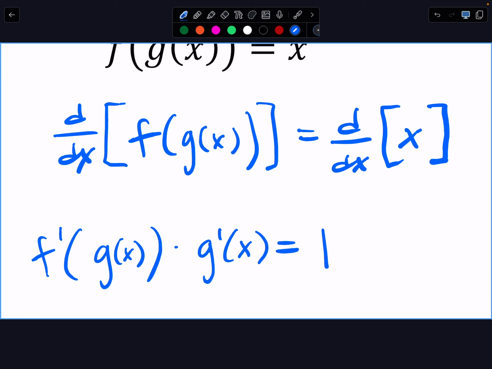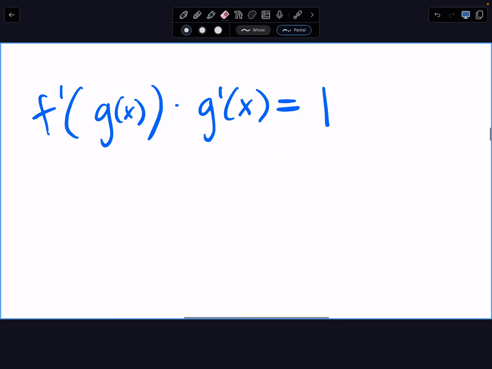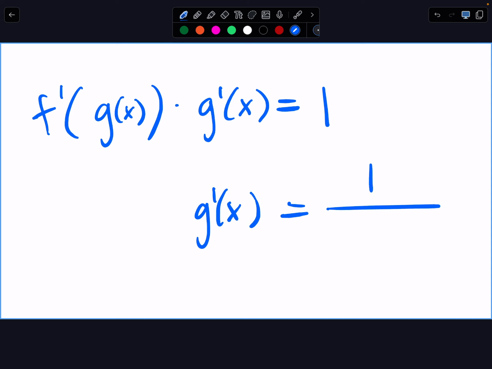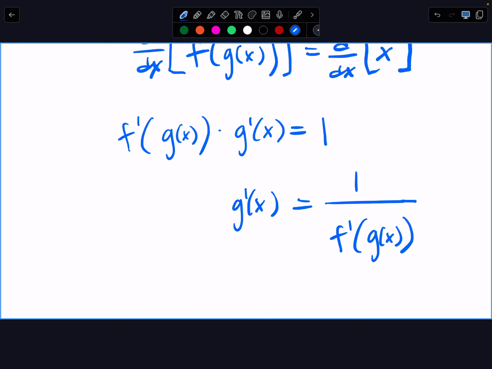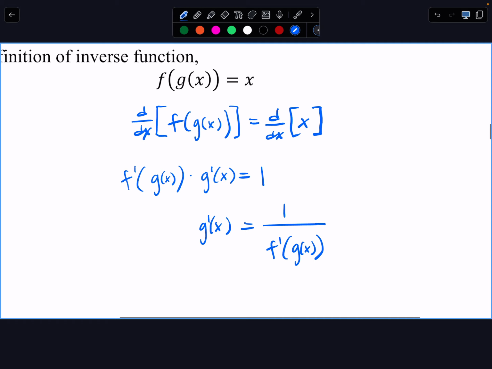Do we see where we're going with this? So g prime is equal to 1 divided by f prime evaluated at g of x, or f prime composed with g of x. Very peculiar. Interesting, right?